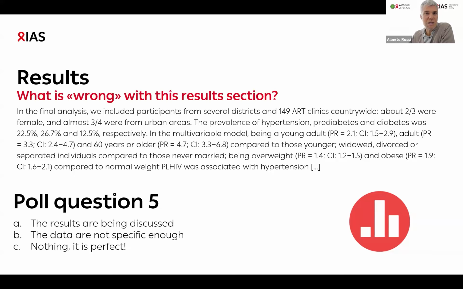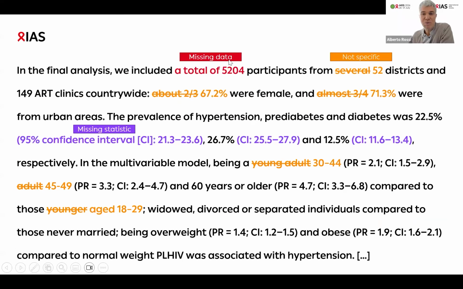So hopefully in the next slide, I can convince you of what was wrong in that results section, which we have, for the purpose of this webinar, intentionally modified. Okay, so you can see here we highlighted all the changes that we made. For example, the text that we provided to you said we included participants, but it didn't say how many participants. So that's missing very, very important data. And then it goes on saying from several districts. Several doesn't really mean anything. This is science, so you have to specify 52 districts.